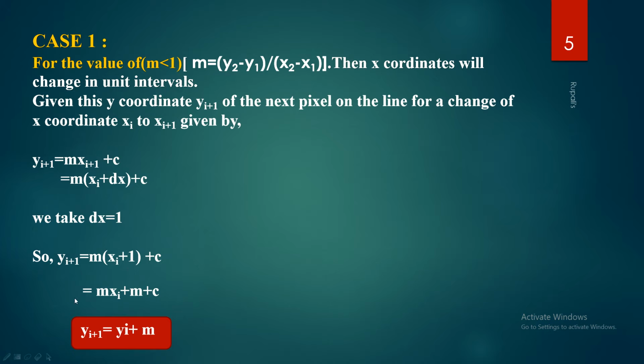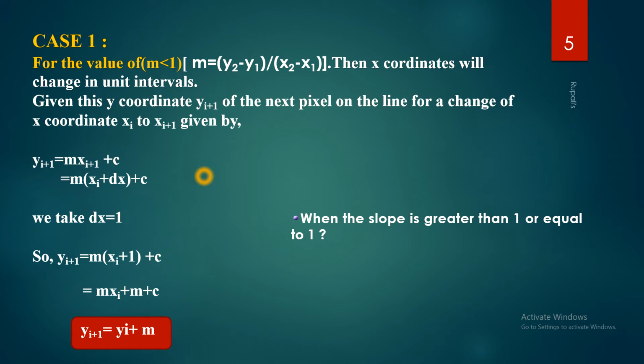After multiplication, we get m xi + m + c. So, m xi + c means what? It is yi. So the new yi+1 is the old yi plus m. So the new coordinate we get when x is xi+1 is yi+1 = yi + m. Now, the question comes when the slope is greater than 1 or equal to 1.